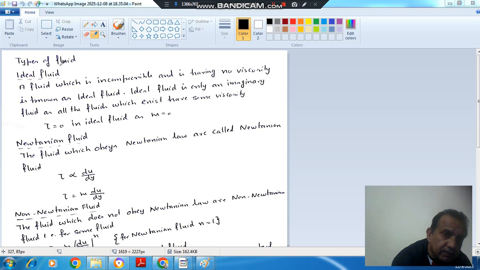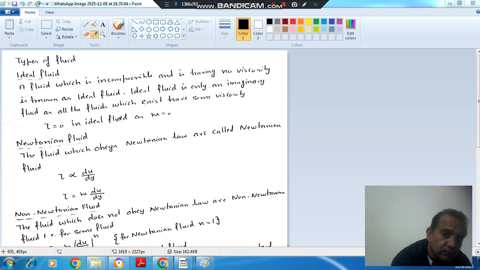Next topic in the chapter of properties of fluid is types of fluid. First, we will define ideal fluid. An ideal fluid is a fluid which is incompressible and has no viscosity. So that is your ideal fluid. No fluid is truly ideal because it is an imaginary fluid, because every fluid has some viscosity.